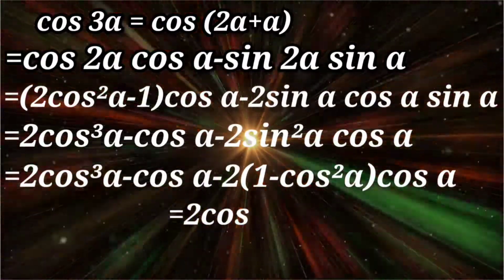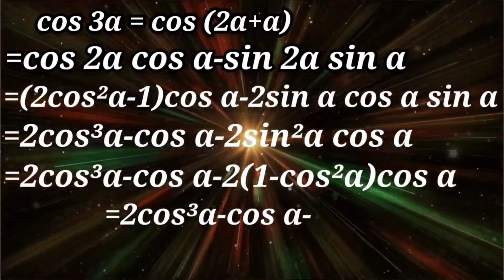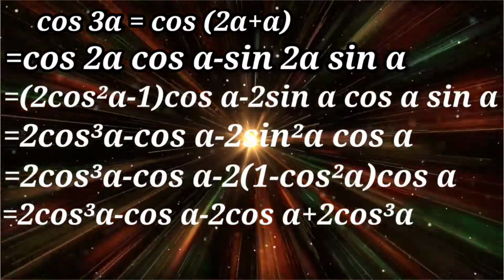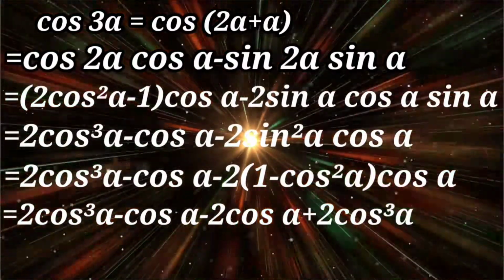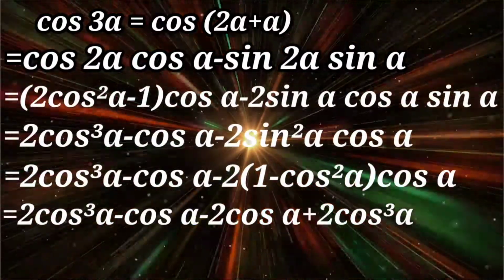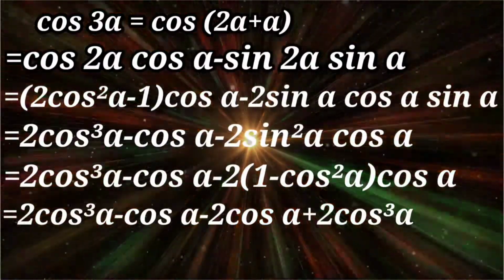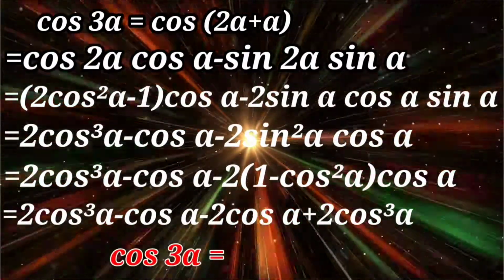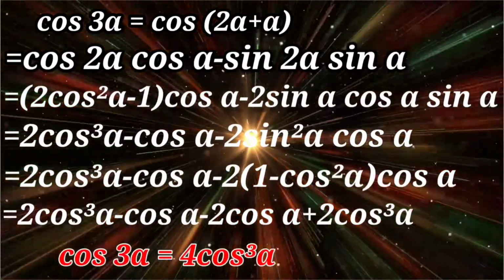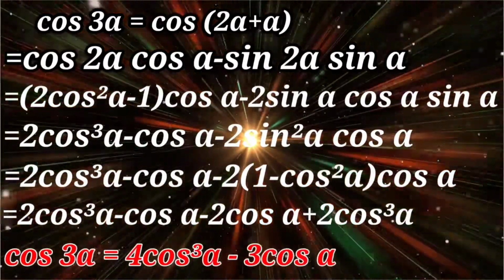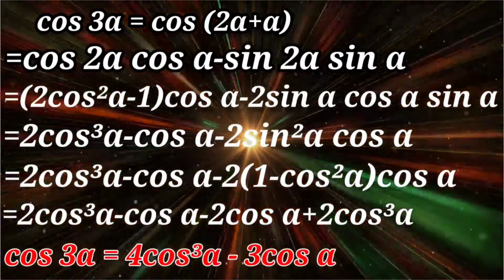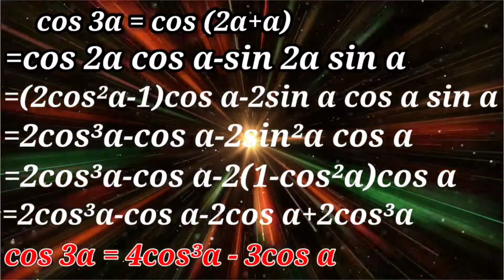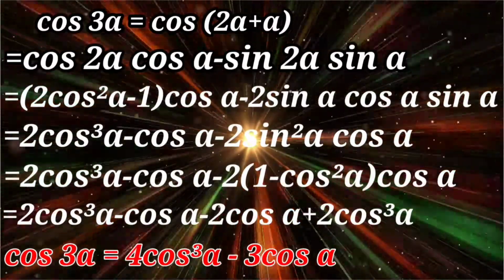Then the next step is 2cos³α minus cos α minus 2 cos α plus 2cos³α. Now by adding 2cos³α plus 2cos³α, cos 3α is equal to 4cos³α minus 3 cos α. This is for the triple angle.